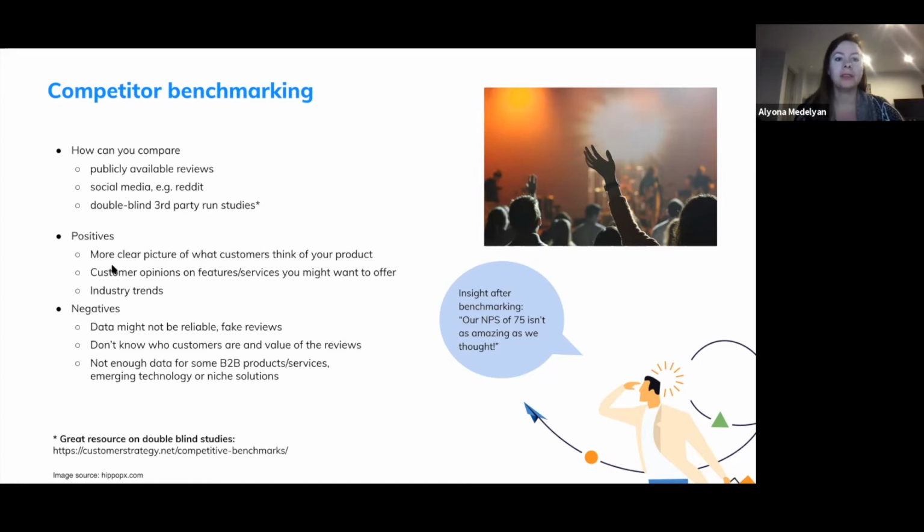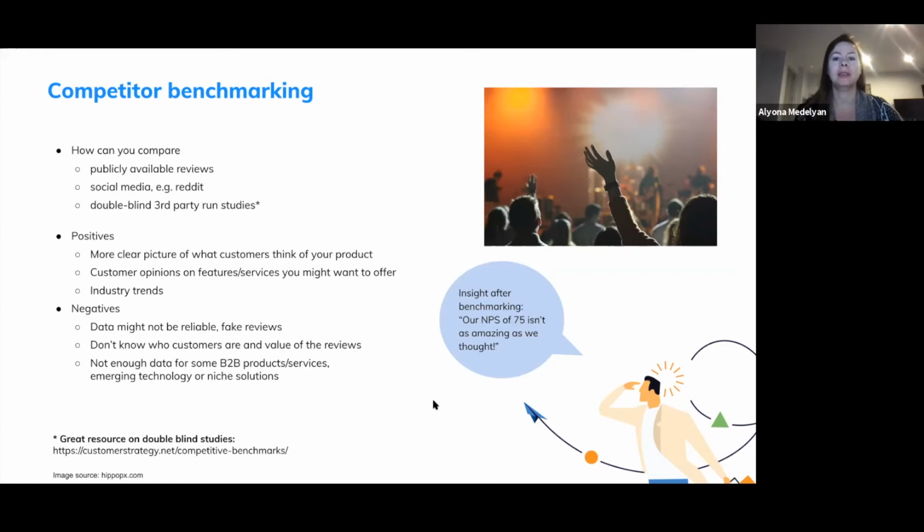The positives is that you will get a much more clear picture of what customers think about your product. And here I want to share a story again from one of the companies we worked with. They had an NPS of 75 and they were super happy with that.